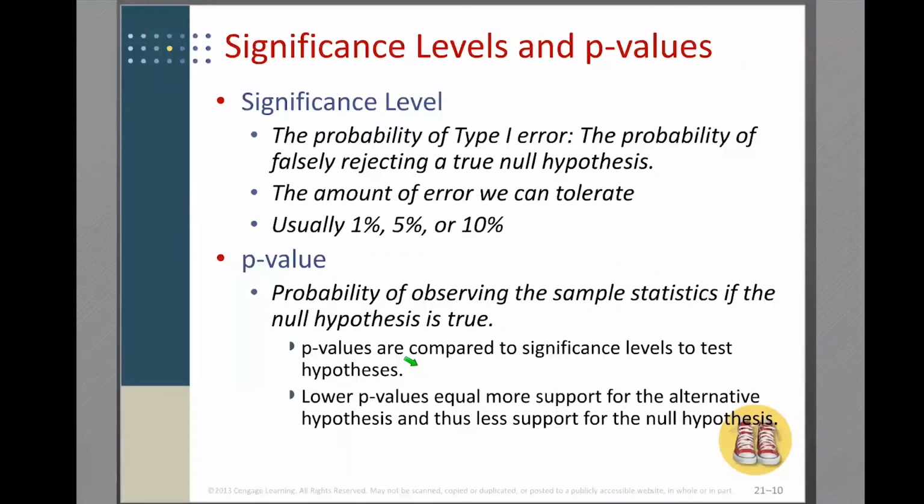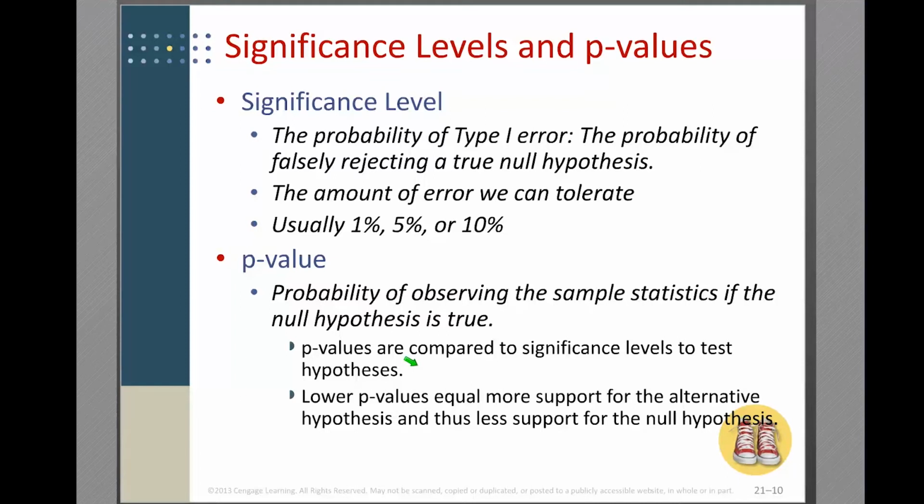Let's talk about a few items in hypotheses that are involved when we actually analyze the data. The first thing is called the significance level. The significance level actually is just a formal name for the probability of type 1 error.